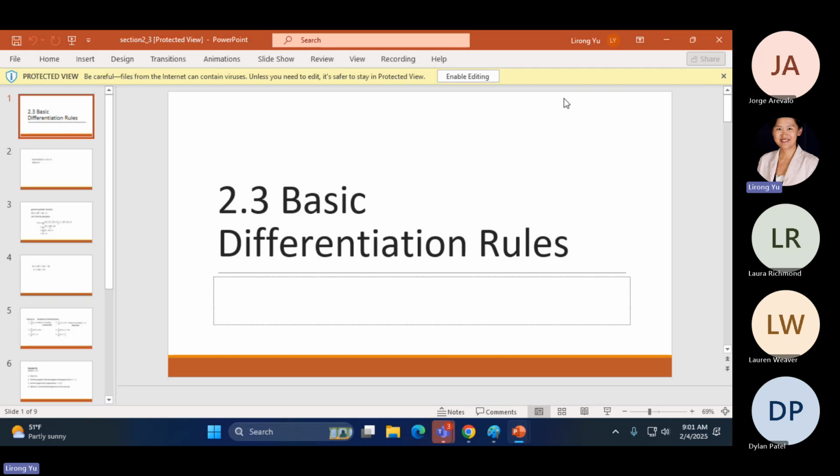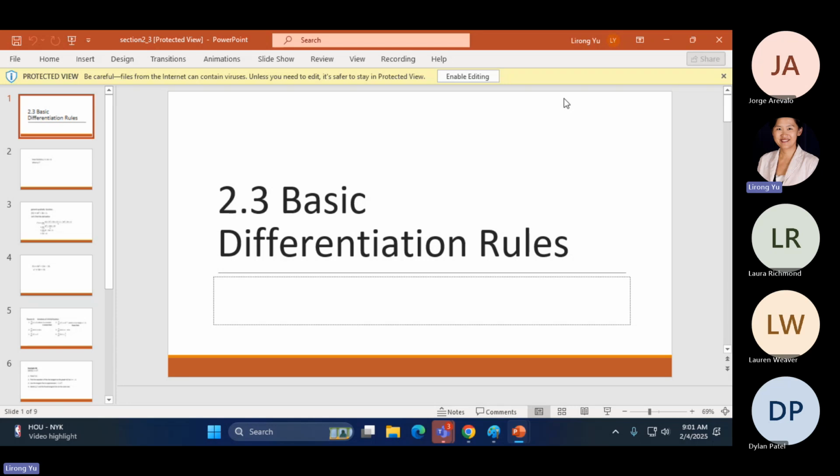As you can see in 2.1, we define the derivative using limit computation, but using the limit to calculate the derivative can be a little bit time consuming, and we're always hoping for a faster way to determine the derivative. So here we are, we might be able to follow some patterns to find the derivative faster. 2.3 is called basic differentiation rules.